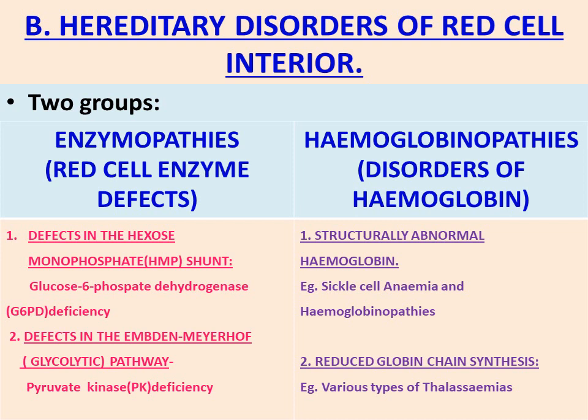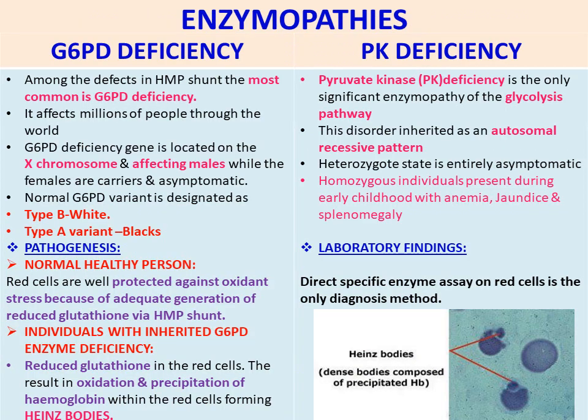Whereas hemoglobinopathies include structurally abnormal hemoglobin, for example sickle cell anemia, and reduced globin chain synthesis, the various types of thalassemias. Now we will first discuss the enzymopathies, G6PD deficiency, compared with pyruvate kinase deficiency.